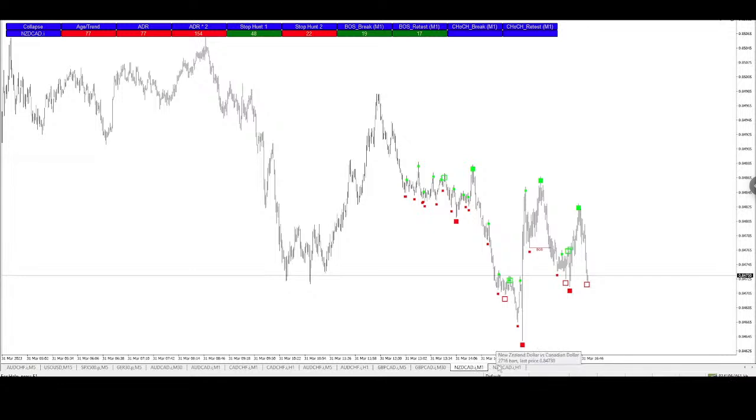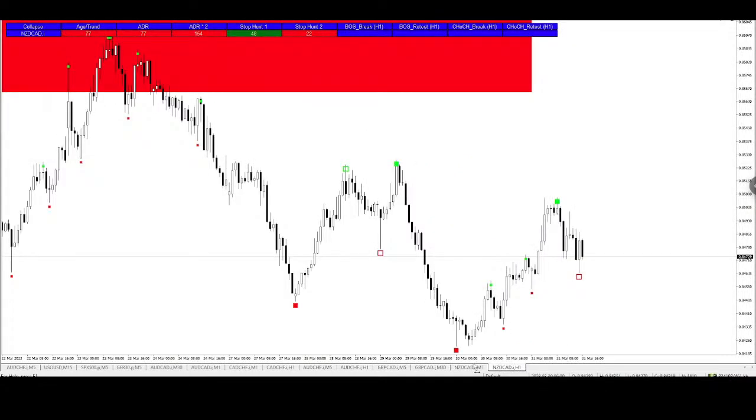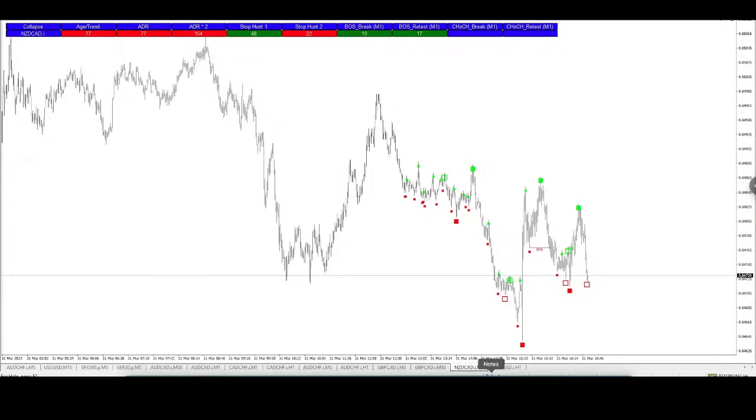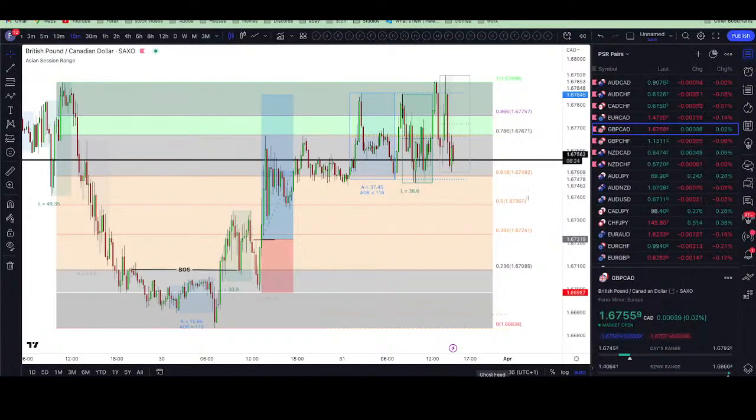Let's go to NZD CAD because this one was pushing down. All right, let's go check that on TradingView. Let's go check NZD CAD.